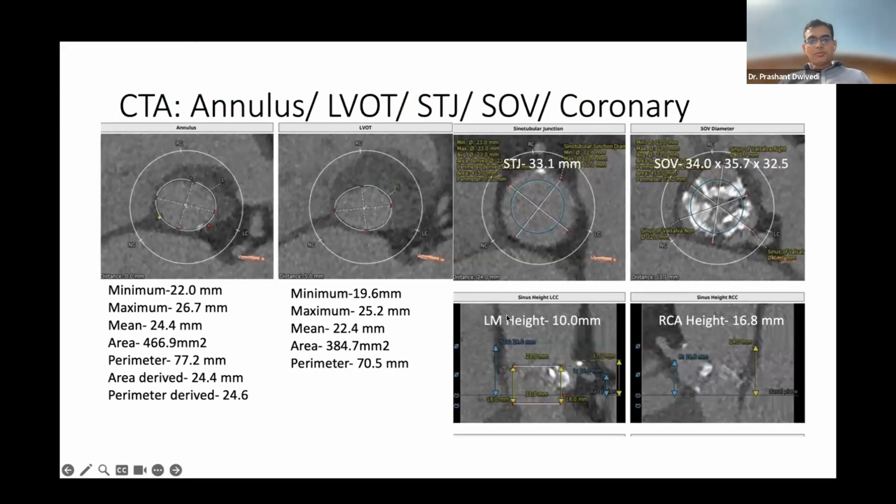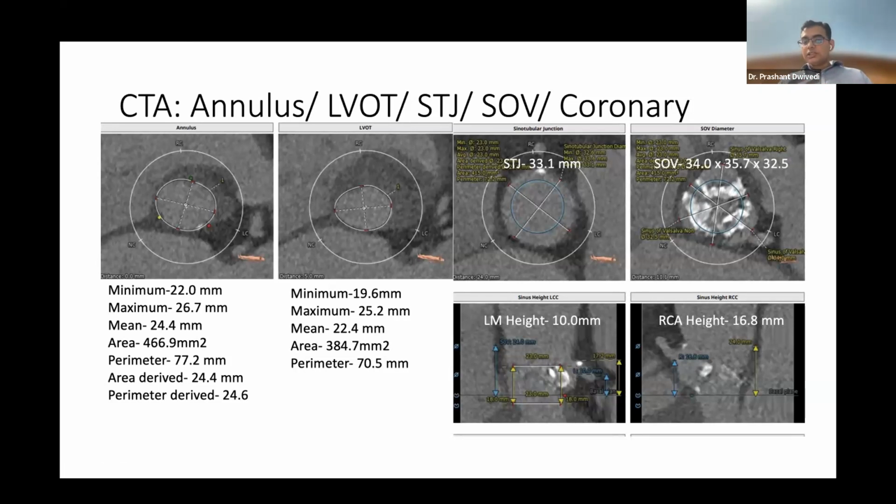This is a case example of a patient where we can see the CT annulus dimension, LVOT dimension, the sinus of Valsalva, and the coronary height. The left coronary height is 10 millimeter, the right coronary height is 16.8 millimeter, and the sinus of Valsalva is 34 millimeter, 35.7 millimeter, and 32. Whenever we have a sinus of Valsalva size of more than 28 millimeter and a coronary height of more than 10 millimeter, we are 95% sure that there will be no obstruction. But there are certain other factors which we need to assess.